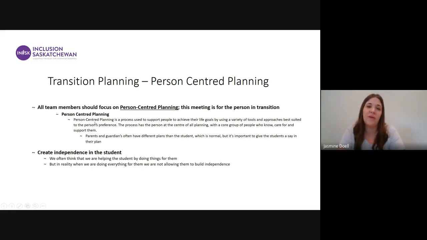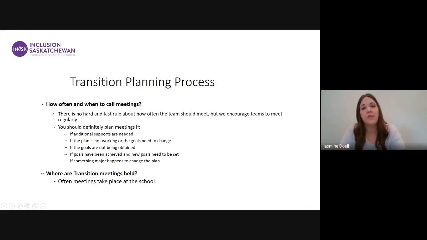So it's suggested to have meetings at least twice a year, but there is no set amount of time the team should be meeting. It is suggested that additional meetings should be held if, for example, additional supports are needed, if the plan is not working or the goals need to change, if goals have been achieved and new goals need to be set, or if something major happened to change the plan.